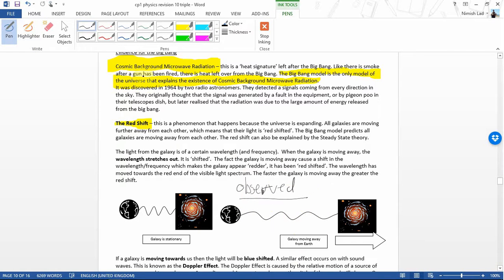Okay, this means that the galaxy appears redder than it should be. It's not actually redder, it just appears redder, and therefore it's been redshifted. Why red? Because red is a longer wavelength than orange or blue. So if it was orange and it's got redder, it's moved towards a redder spectrum. Okay, that's a longer wavelength.